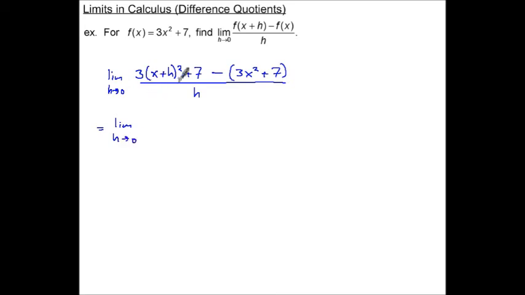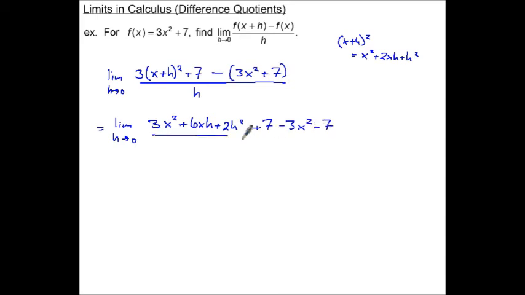Okay, and I'm going to FOIL out the x plus h, and if you don't mind, I'm going to distribute the 3 at the same time. Of course, the x plus h squared, if you need to see this, is x squared plus 2xh plus h squared. And just to save a little time here, I'm going to distribute the 3 in there as well. So I'm going to get 3x squared plus 6xh plus 3h squared. And then I've still got the plus 7, and now distributing my negative sign gives me a negative 3x squared and a negative 7. Again, all sitting on top of an h.